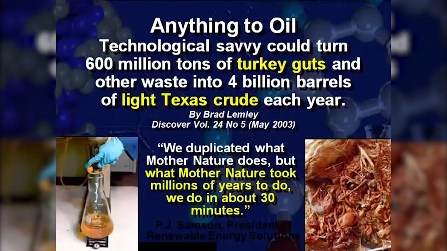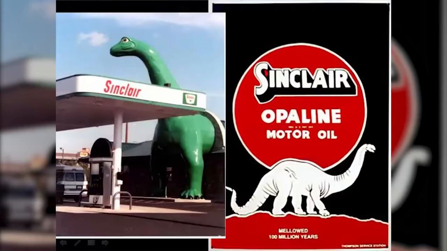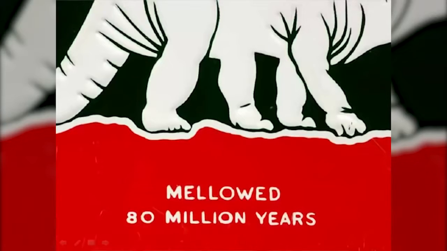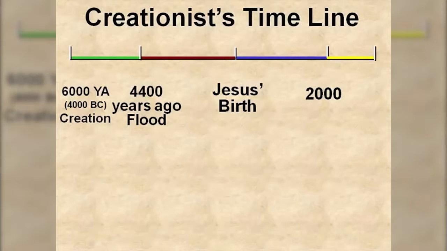They said, we duplicated what Mother Nature does, but what Mother Nature took millions of years to do, we do in about 30 minutes. The Sinclair Gas and Oil Company uses the dinosaur as their logo. They say dinosaurs turned into oil, mellowed for 80 million years. I don't think so. Again, let's start with the Bible and see what really happened.